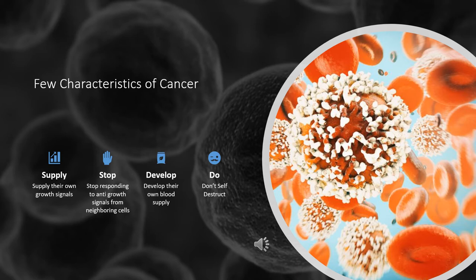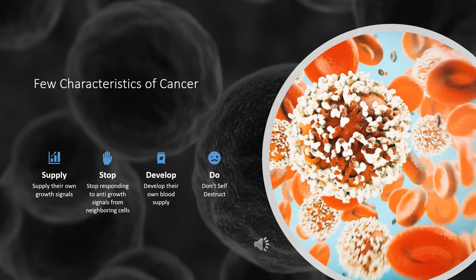Now comes don't self-destruct. They will never have a process of self-destruction. What does that mean? As I said in previous slides, a cell has a task to do. It divides and divides, and ultimately when its task is completed, it dies. It doesn't happen with cancerous cells. They don't follow that league.